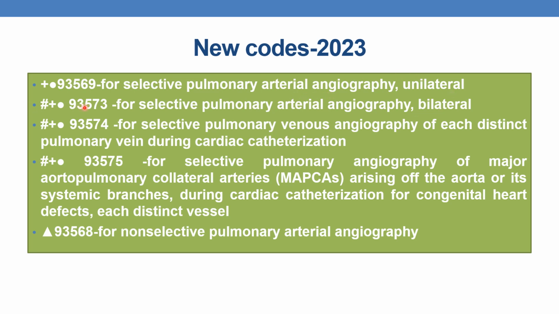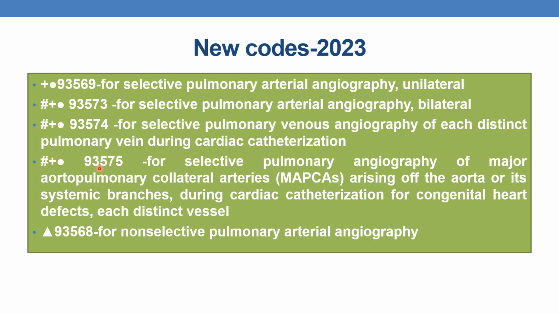This code is added, which is indicated by a circle, and this is an add-on code. The next is 93573 for selective pulmonary arterial angiography, bilateral. This is also a new code. The next is 93574 for selective pulmonary venous angiography of each distinct pulmonary vein during cardiac catheterization.